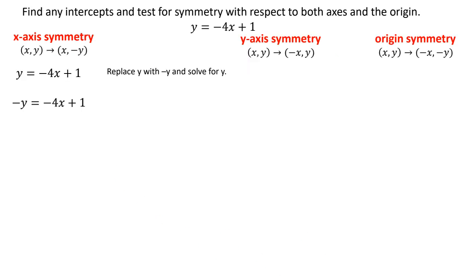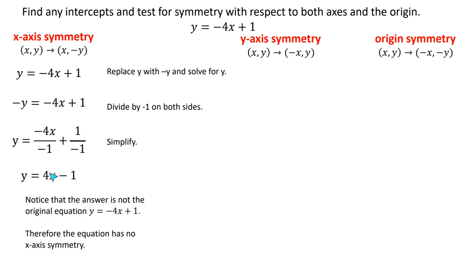So here I have my original equation. I'm going to replace the y with a negative y, and then I'm going to solve for y again. So I'm going to go ahead and divide by negative 1 so that I can get a positive y. And then I divided everything by negative 1. So I'm left with 4x minus 1. So you want to compare this equation with your original equation. If they're the same, then that means that there's x-axis symmetry. Notice that they are not the same, therefore there's no x-axis symmetry.